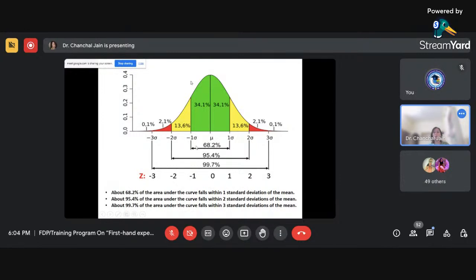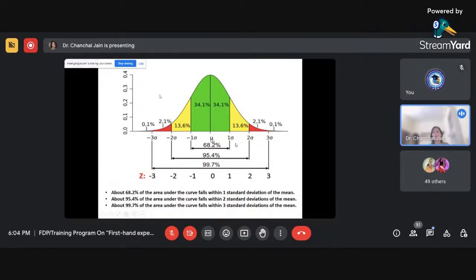So mu plus minus 1 sigma, right? Suppose you have a mu value of 10, and suppose a standard deviation value of 1. So it is mu plus minus 1 sigma. Mu is 10, plus 1 sigma, so 1 into 1 is 1. So 10 plus 1 is 11. Similarly, 10 minus 1 is 9. So this would be 9, this would be 11. Similarly, plus minus 2 sigma.